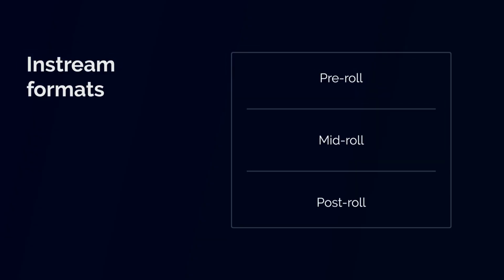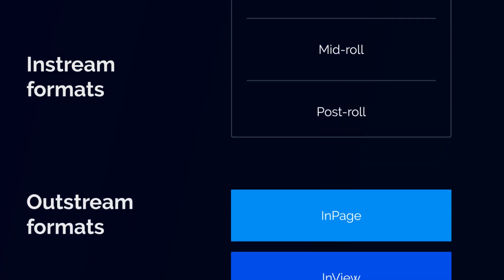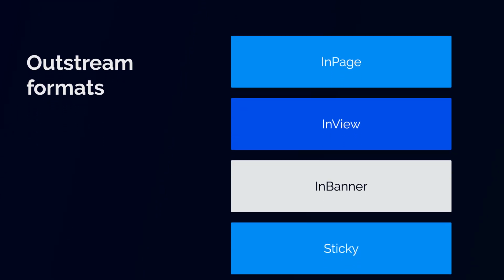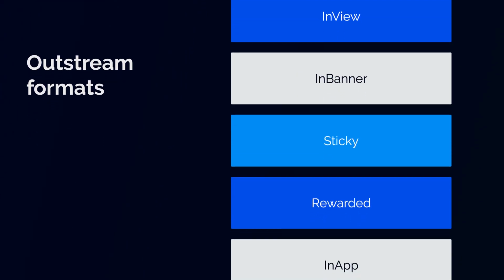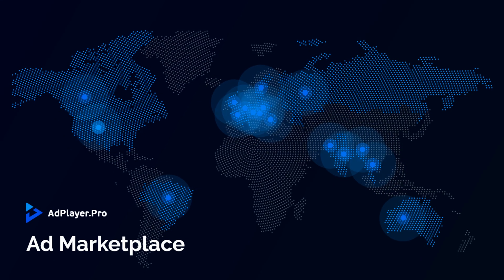In addition to in-stream video ads, the AdPlayer.Pro video player also supports a broad range of outstream video ad formats like in-page or in-view, for example. I will describe their specifics in our future video tutorials, so stay tuned. More importantly, if you don't work with any video advertisers yet, it's possible to monetize your inventory with AdPlayer.Pro Demand via AdPlayer.Pro Ad Marketplace.